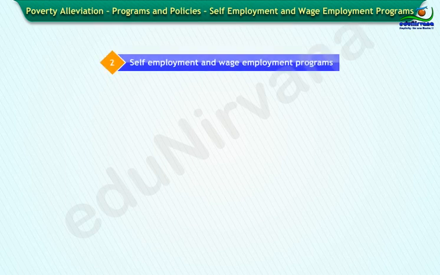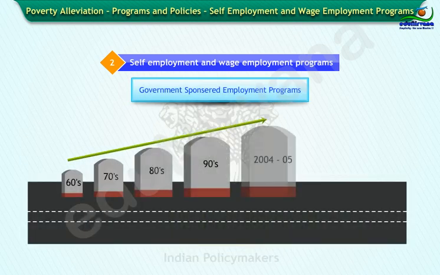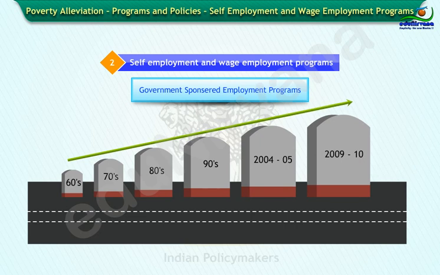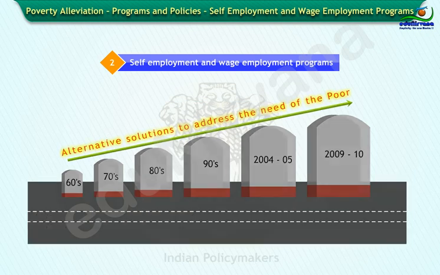Poverty alleviation, programs and policies, self-employment and wage employment programs. Hats off to our policymakers. They were aware of this inherent limitation of growth approach. Hence, right from 1960s, they were and are looking for alternatives to specifically address the poor's needs.